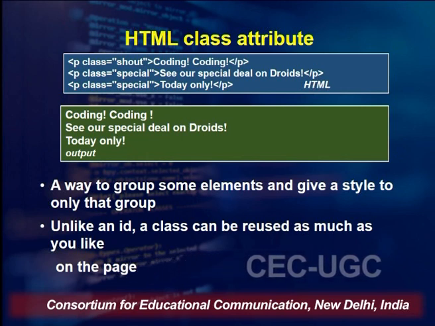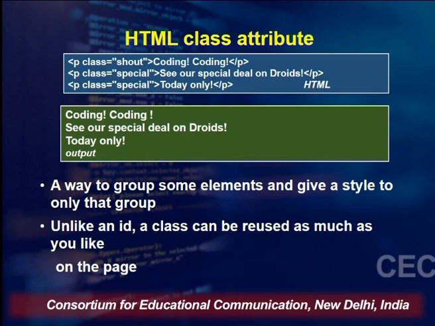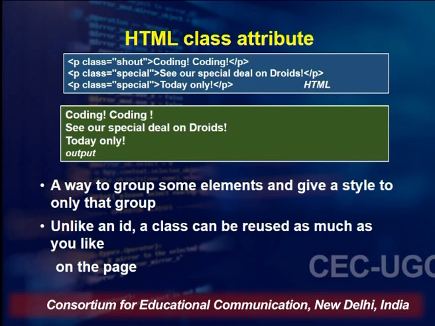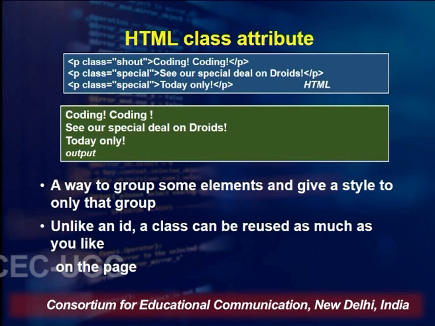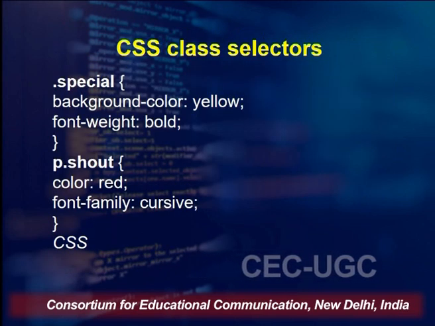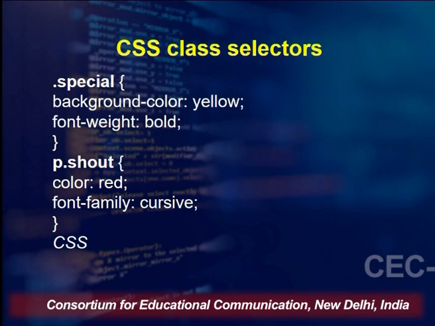Unlike when you have an ID, a class can be reused as much as one wants to. So you define the class, say for example you define P class is equal to, you define 3 different classes. So you have 3 paragraphs which belong to 3 different classes, and in your style definition we give the style definition for each of the classes.